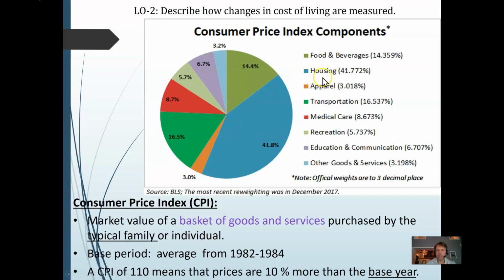The biggest one here is this blue: housing, a little over 41, almost 42% of everything we count to measure inflation is about housing. Food and beverages is another big category right here at roughly 14.3%. Another big one here is transportation. A lot of us will spend quite a bit of our earnings on our cars, buying them, keeping them maintained, insuring them, medical expenses. And so you can see what the basket of goods looks like here.